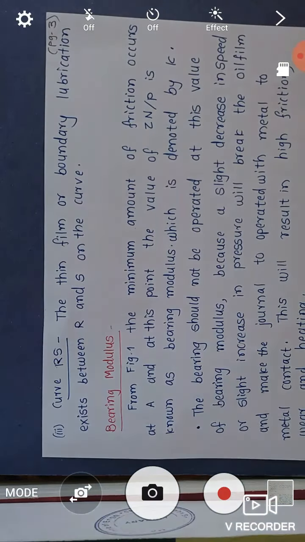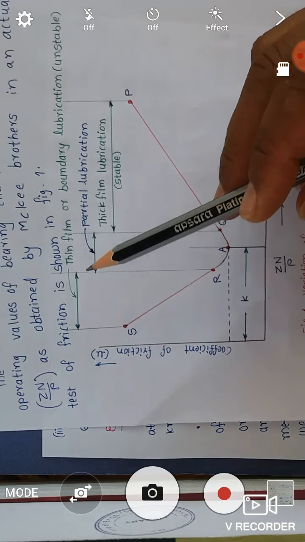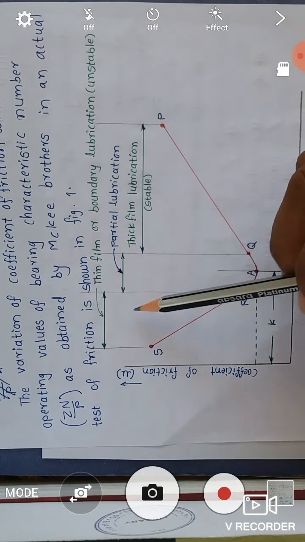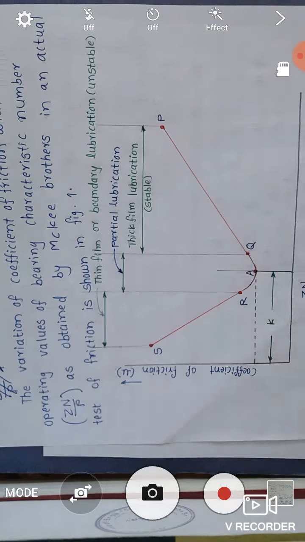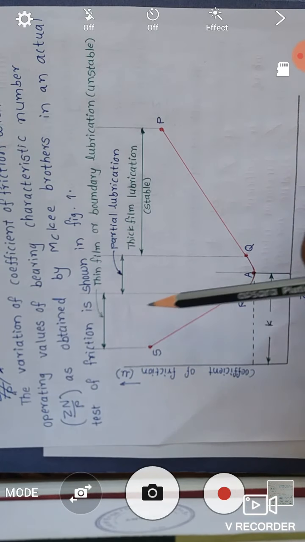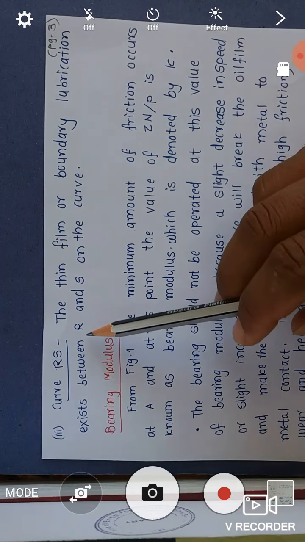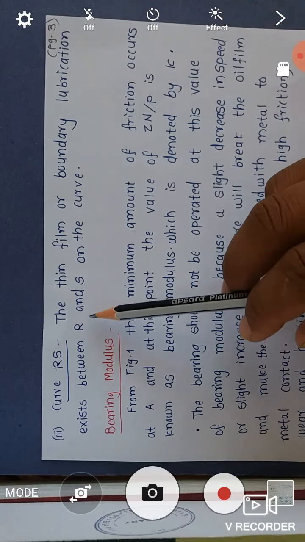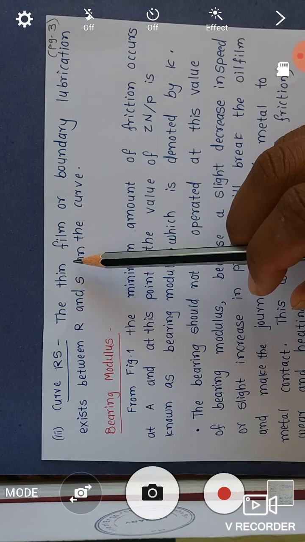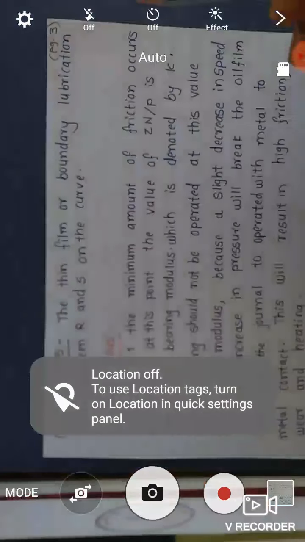Then the third curve in this diagram, from R to S, is the region of thin film or boundary lubrication, and this is called the unstable condition. And this region from Q to R is partial lubrication. Now we focus on SR, that is thin film or boundary lubrication. The thin film or boundary lubrication exists between R and S on the curve, and here the lubrication is very less and metal to metal contact takes place in this region.